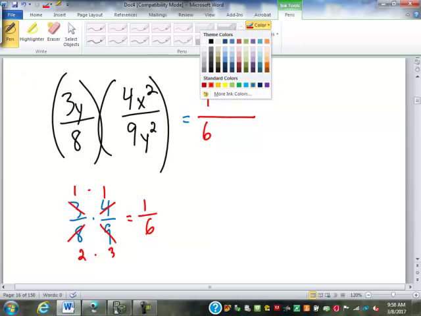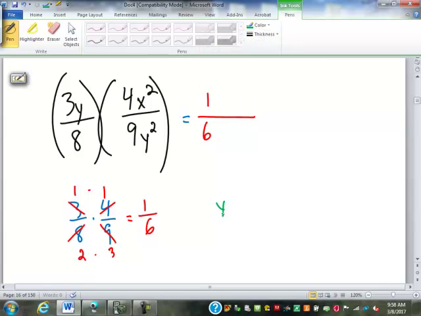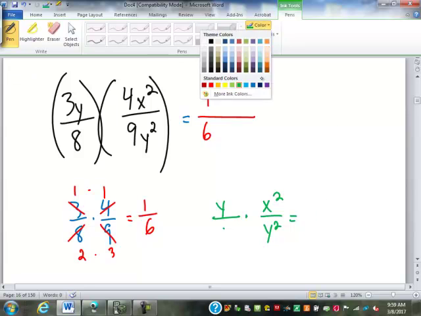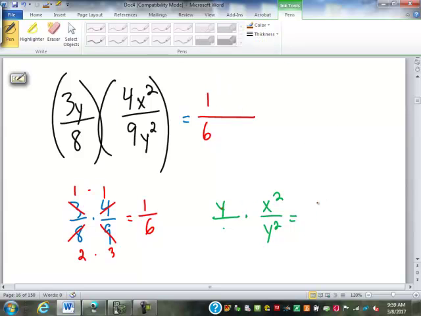Now, I might not need the 1 up there, but we're going to put it there for now just in case. Now for the variables, I've got y over nothing times x squared over y squared. So I multiply that out. y times x squared is x squared y. And on bottom, I just have the y squared.